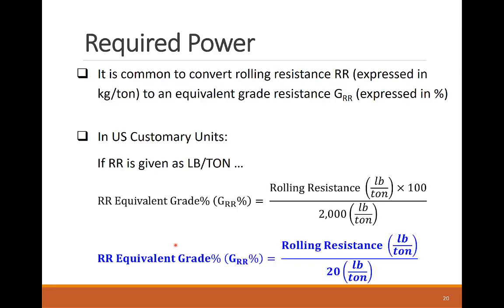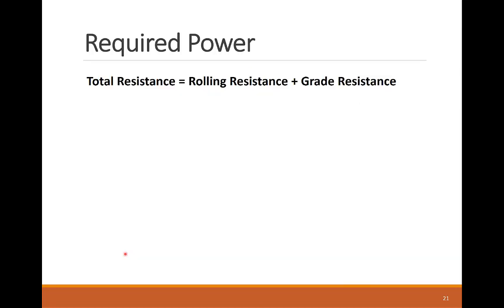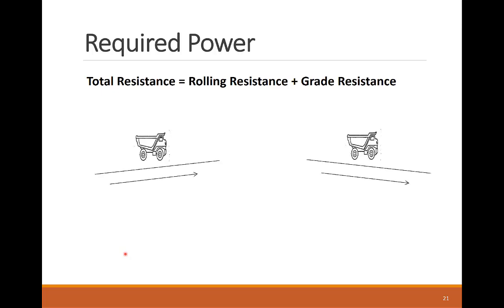If we are dealing with the US units, a similar formula can be used for pound per ton rolling resistance that is as shown. Now we can add the physical grade resistance and the rolling resistance equivalent grade as two percentage values to get the total resistance value. But when we add the grade and rolling resistance values, we need to pay attention to the sign depending on if the equipment is driving uphill or downhill the grade. The grade resistance will be positive driving uphill and becomes negative when driving downhill, which means it's not resistance anymore.